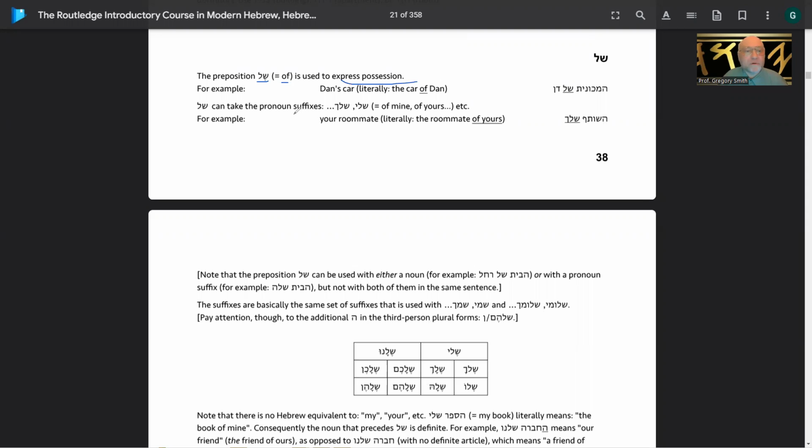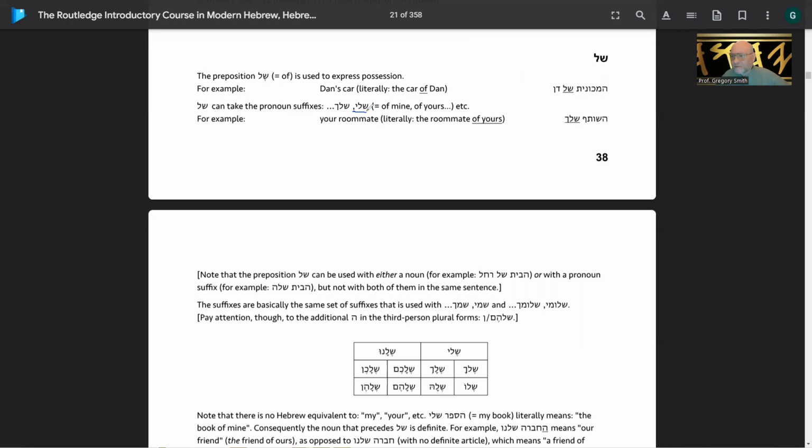For example, Dan's car, literally the car of Dan. So like hamechonit shel Dan. The shel part, it's like hamechonit is the car of, or it's like belonging to. I think it's better to say belonging to. And then there's Dan. Hamechonit shel Dan. Okay, and shel can take pronoun suffixes like sheli.